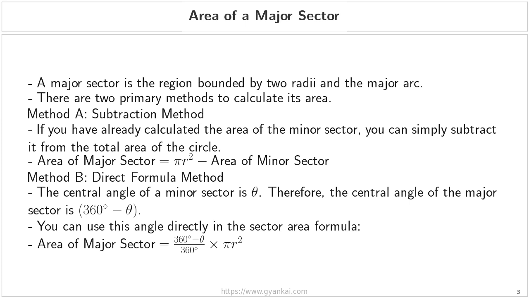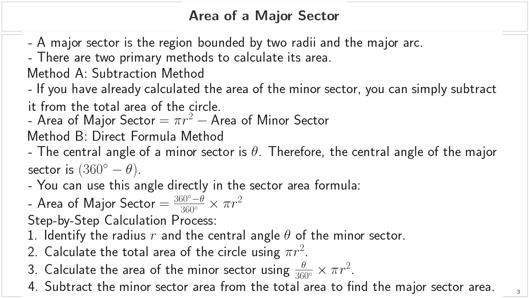As we know, a full circle is 360 degrees. If the central angle of your minor sector is represented by the Greek letter theta, then the central angle of the remaining major sector must be 360 degrees minus theta. You can plug this larger angle directly into your standard sector formula. So, the area of the major sector equals (360 degrees minus theta) all over 360 degrees, multiplied by pi r squared.